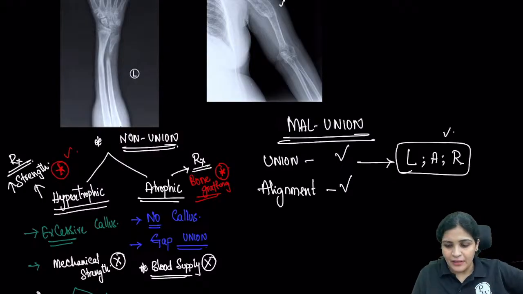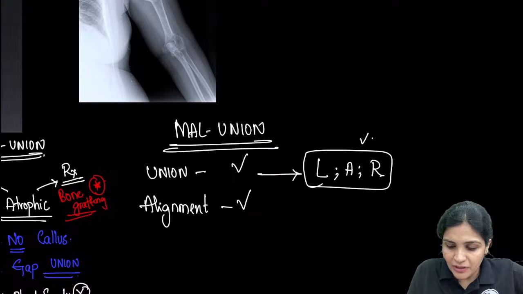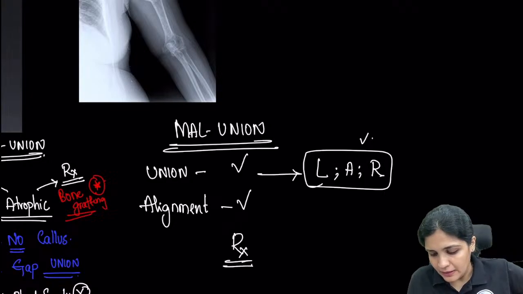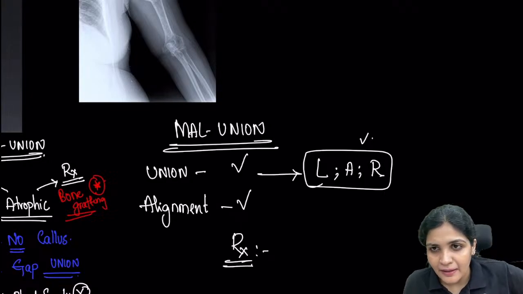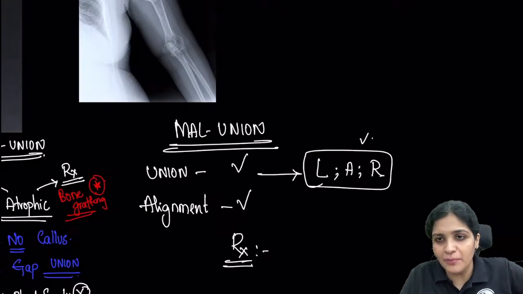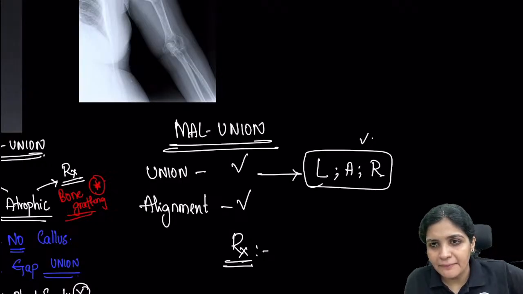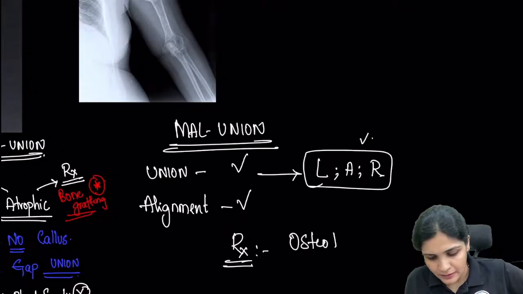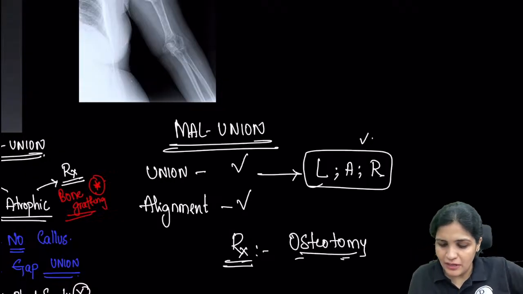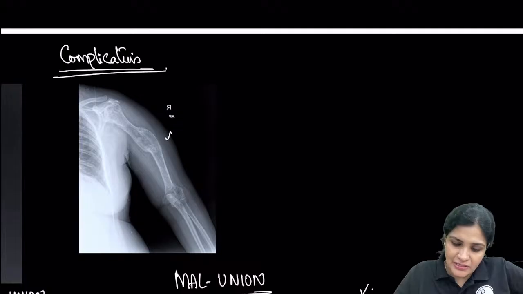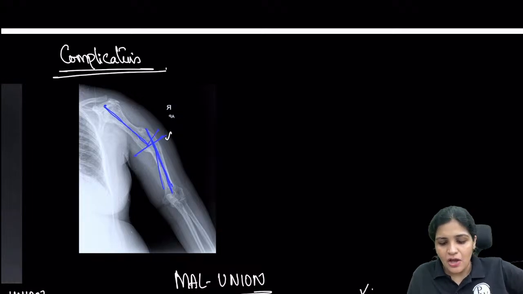Is that clear? Then what is the treatment for malunion? What do you think would be the treatment for malunion? Very easy. Bayan, what is the treatment for malunion? Clara? Osteotomy. So you have to cut. Now what you do, you just observe. You will draw a line like this and one more line like this along the long axis of both the alignments, and then you cut and then you unite. So this is the osteotomy.